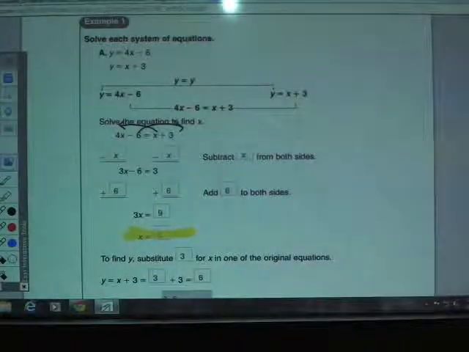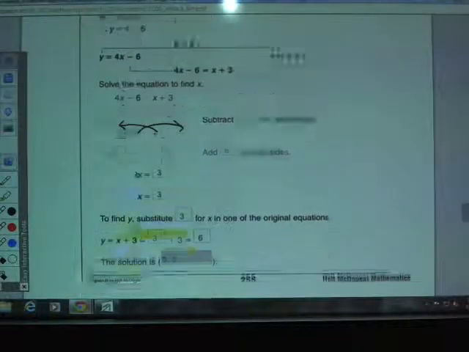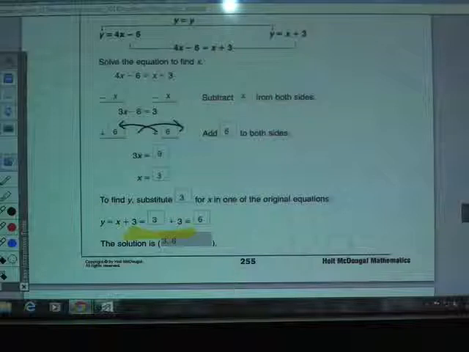So 3 and 6 have to work in both the top equation and the bottom equation. Since 3 and 6 are the numbers that work in both equations there, we change x into 3 and y into 6. That means our solution here is 3, 6.